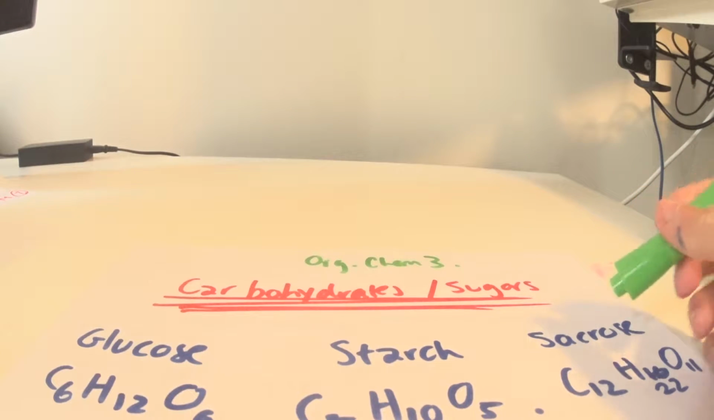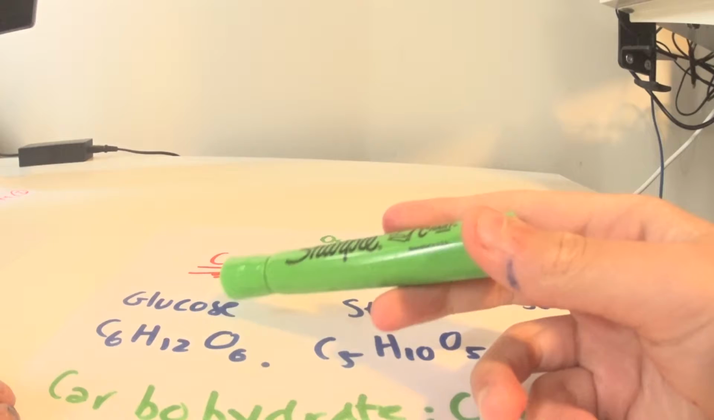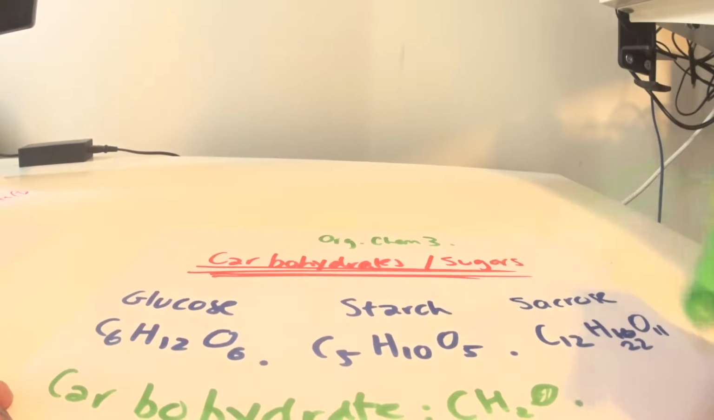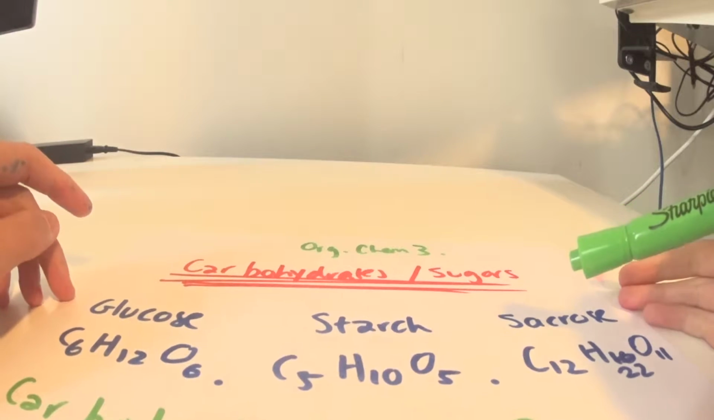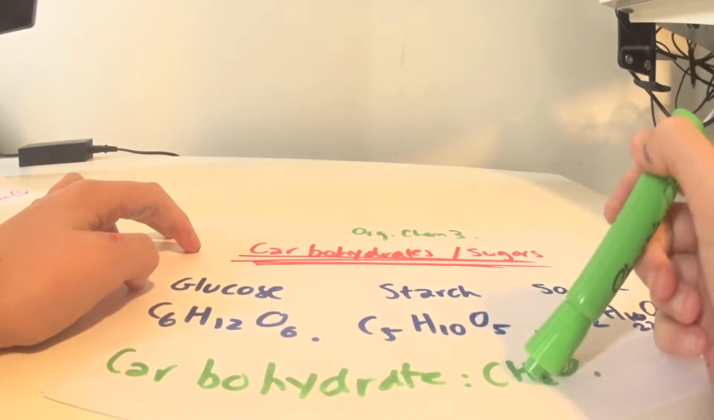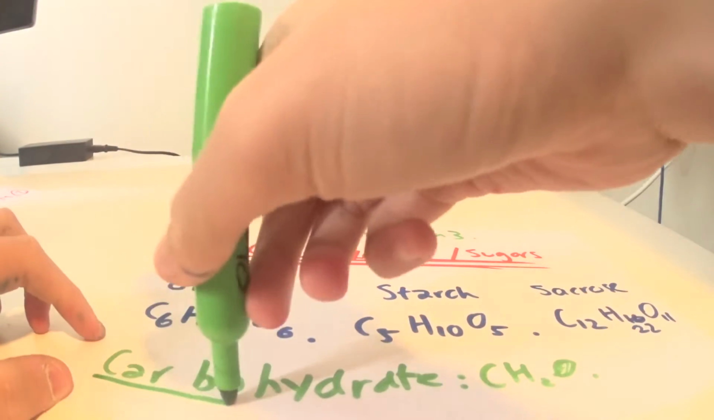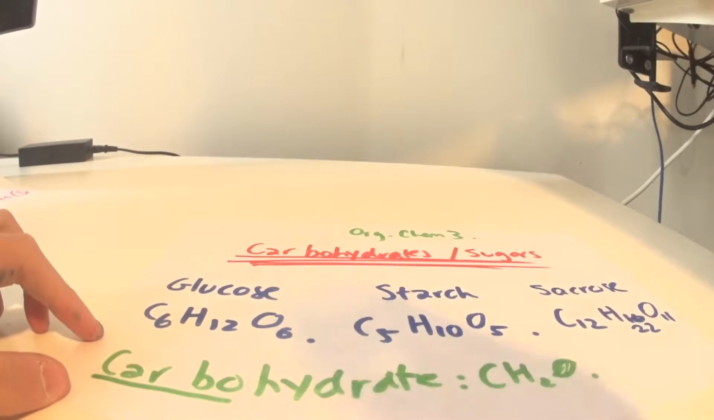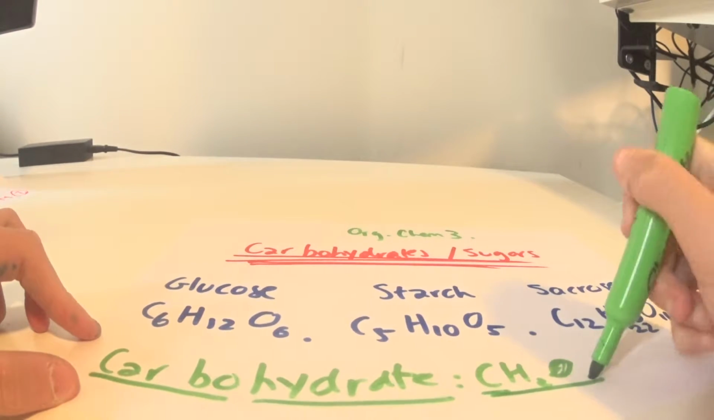But if we actually take the bits at the bottom here, these are some examples. Glucose is a carbohydrate, starch is a carbohydrate, saccharose is a carbohydrate. You might be going, how do you know? Look at the bottom here. I have written carbohydrate CH2O. So essentially a carbohydrate, this carbo means carbon, hydrate means water. Carbon, water.